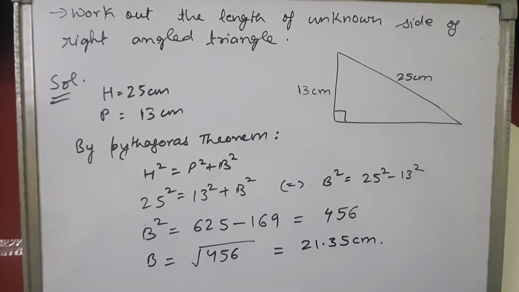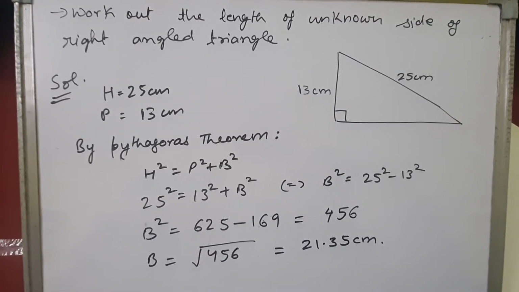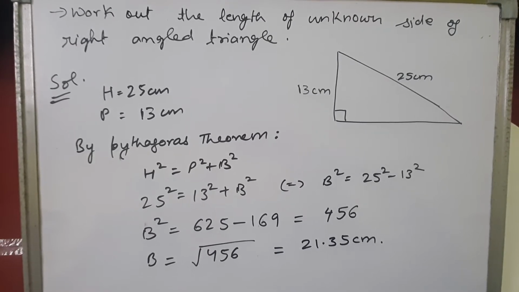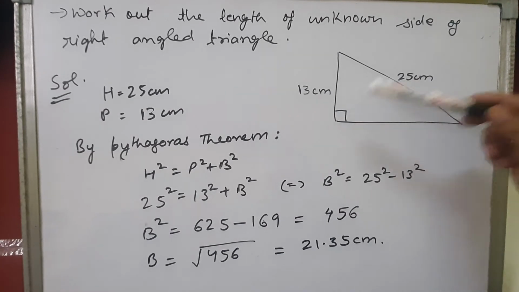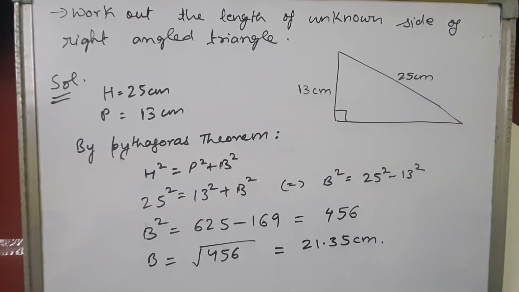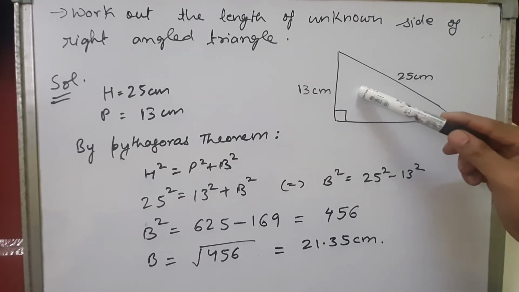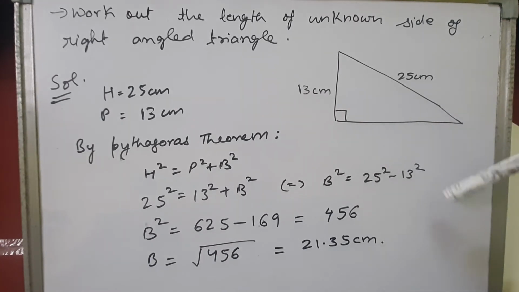Okay, children, let's see this sum. In this sum, it is given: work out the length of the unknown side of the right angle triangle. The triangle is given in which the hypotenuse is 25 centimeter and one side is 13 centimeter, right? So let's consider that this side is perpendicular. So from the information given in the question, we have considered that hypotenuse is 25 and perpendicular is 13.